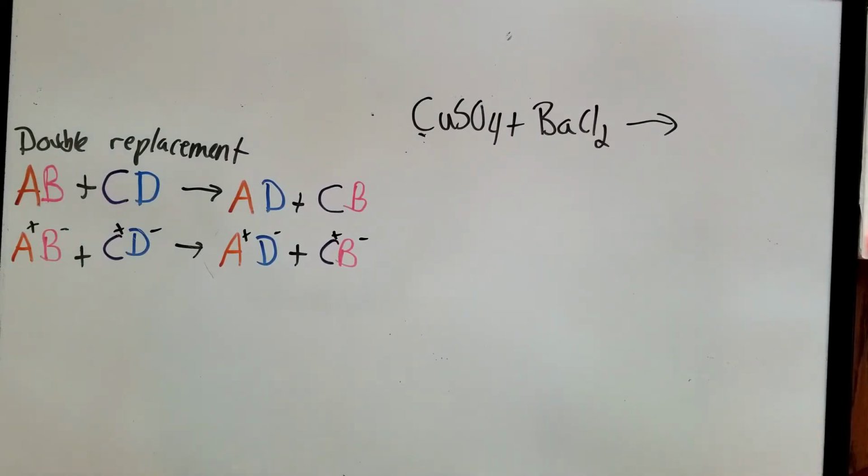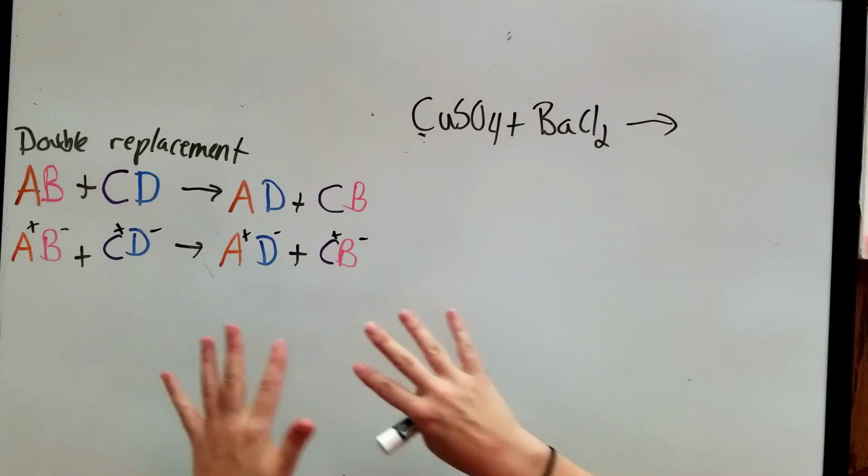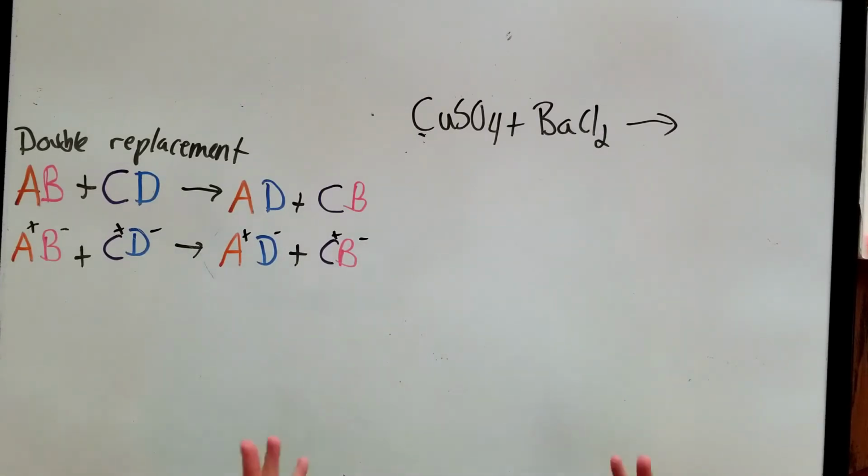In order to figure that out, we need to know who's our A, who's our B, our C, our D, etc. Who's positively charged, who's negatively charged, all that good stuff. Okay, so I'm going to color code this to kind of make our lives easier.